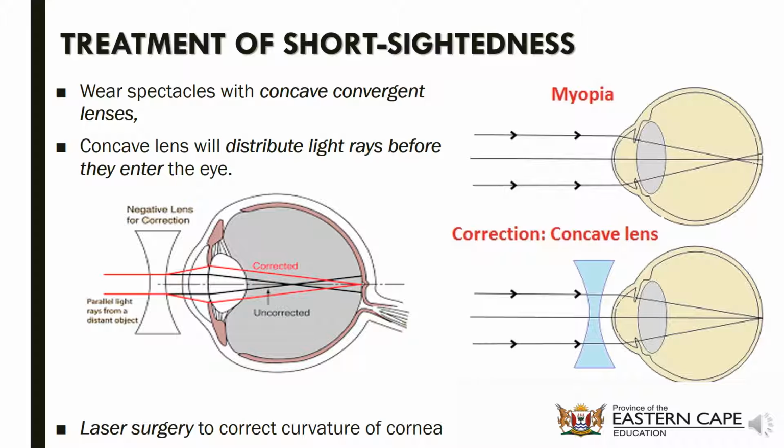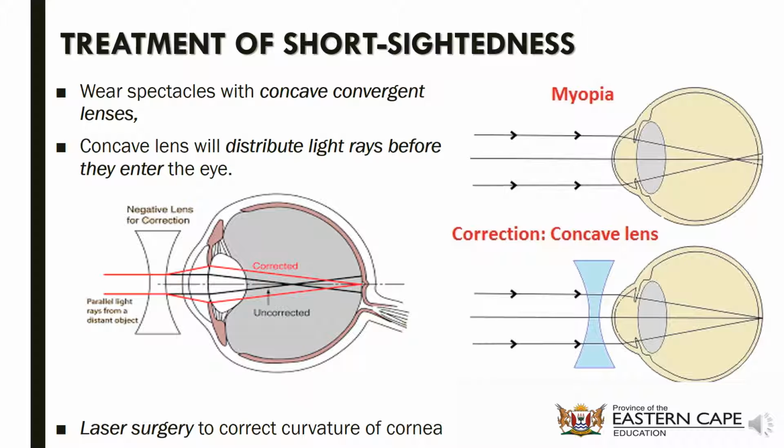The reason for this is that we're trying to diverge the light rays. Diverge means what? We're going to separate the light rays. So as the light rays come in, they're separated so that they can cover distance and they come and project, or they form at the retina. So to correct short-sightedness, we use a concave lens, which will distribute, divert and separate the light rays before they enter the eye.